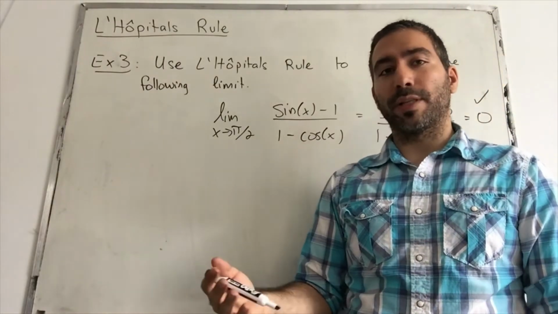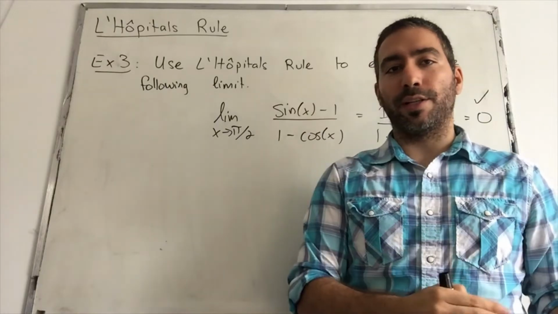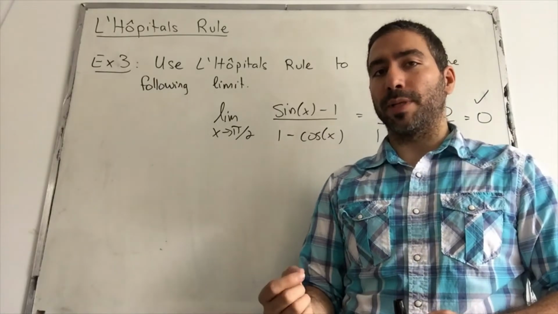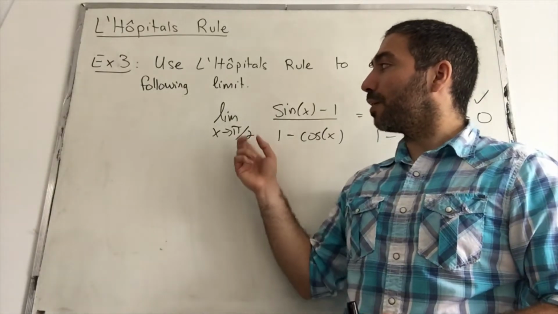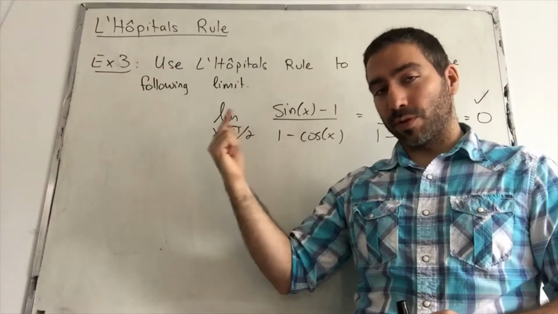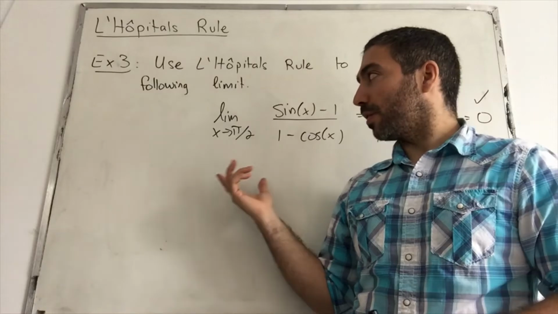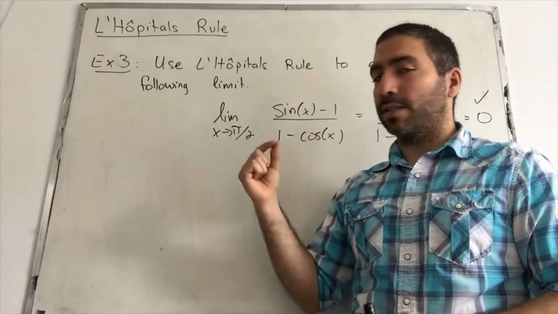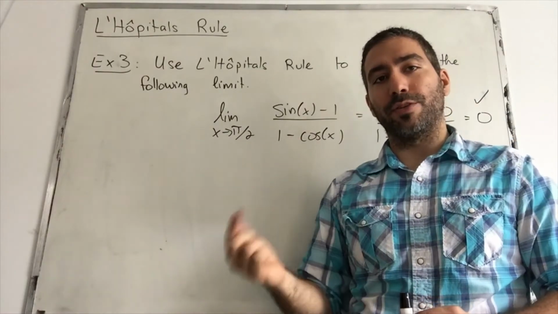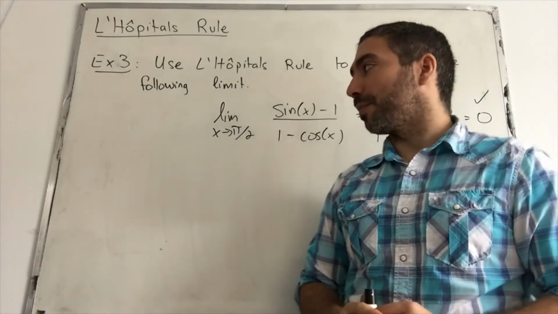You cannot apply L'Hopital's rule. Why? Because we do not have an indeterminate form. In order to apply L'Hopital's rule, and this is really important, you have to have the indeterminate form 0 over 0 or infinity over infinity, plus or minus, the sign doesn't matter. So only in the scenario where you have an indeterminate form can you apply L'Hopital's rule. So keep that in mind, okay?